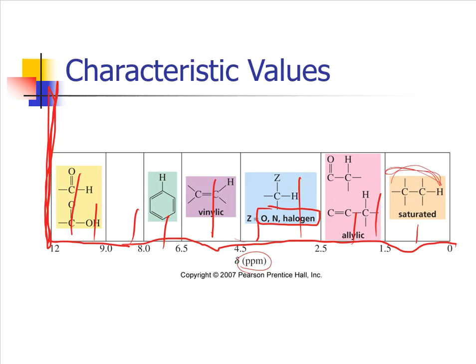1.5 to 2.5, these are where our allylic hydrogens show up. 4.5 to 6.5 is where our vinylic hydrogens show up, and those are hydrogens again on a carbon with a double bond on them, right?